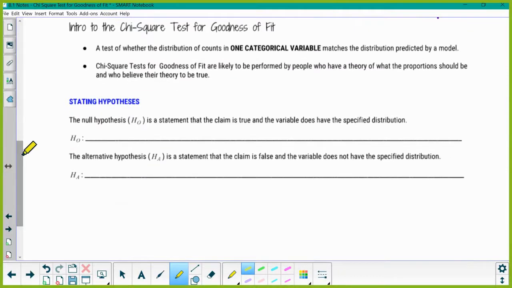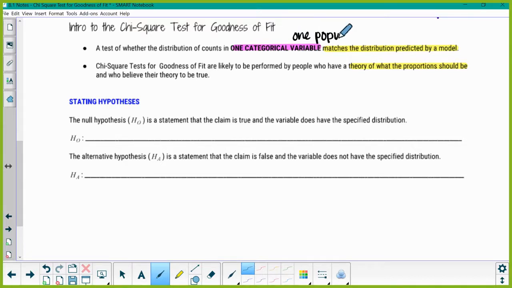The first test we're going to talk about today is the goodness of fit test. And a goodness of fit test tries to look at counts and see if they match the distribution predicted by a model. So we're trying to see, I have this idea. I have a person who has a theory of what my proportion should be, and I want to see when I actually collect this data, does it really apply? Does their claim hold true? So we are looking at only one categorical variable and we are looking at it in one population.